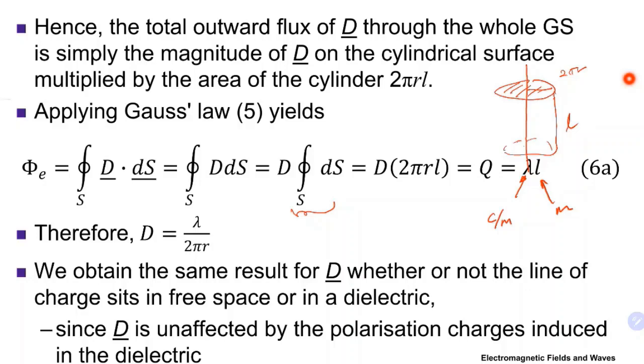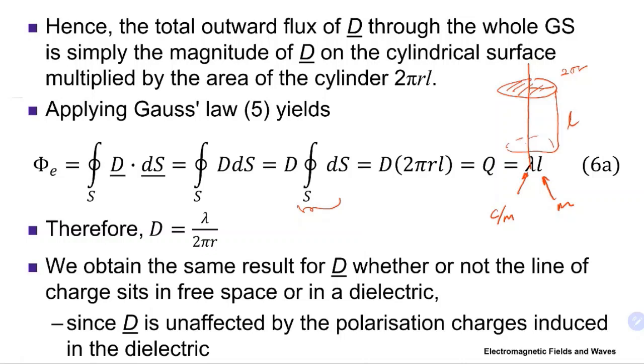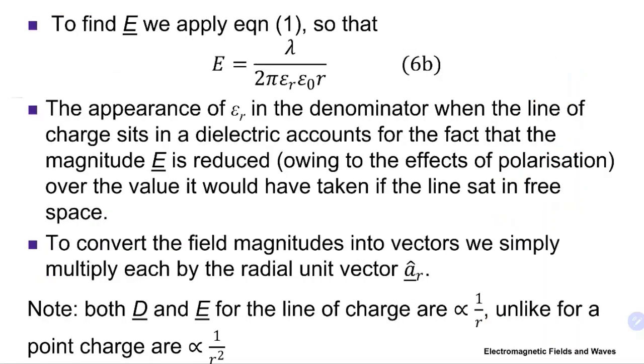We obtain the same result for D whether the line of charge sits in free space or in dielectrics, because D only depends on free charge. Then we can find the electric field by equating D equals epsilon r epsilon naught times E, and we work out that the electric field is equal to lambda over 2 pi epsilon r epsilon naught times r.